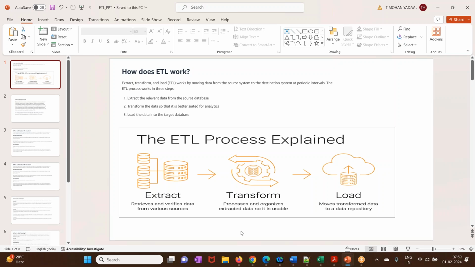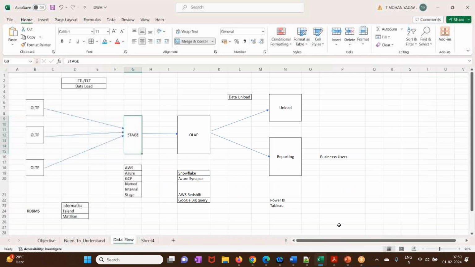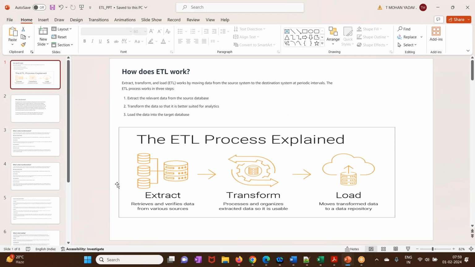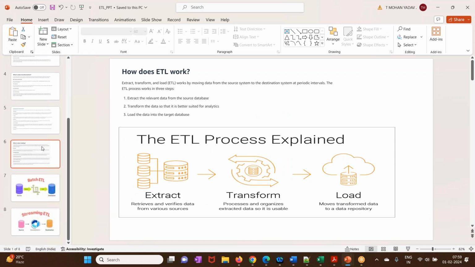This is a pre-process which happens prior to the data arriving into the staging environment. Once the data has arrived in the stage environment, from here we are responsible. We'll discuss from here what happens and how we are going to share the data with the downstreams. This is the process of ETL. If there is no doubt, I'm moving to the next one.